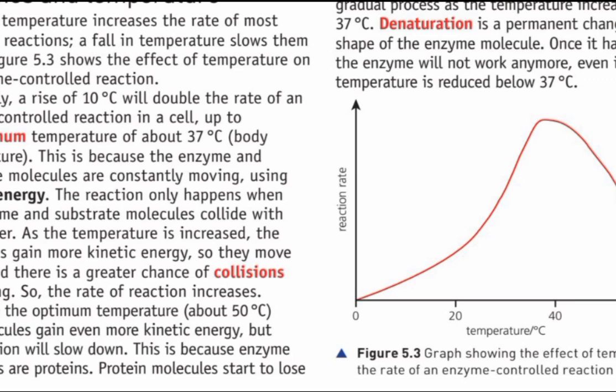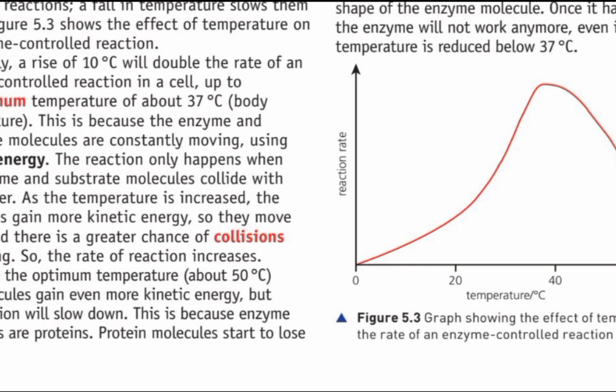Now we discuss the optimum temperature. However, this increase does not continue forever. There is a specific temperature at which the enzyme's reaction works best. This is known as the optimum temperature. For most human enzymes, the optimum temperature is around 37 degrees Celsius. At this point, the activity is maximum and the rate of reaction is highest. So this is the best temperature for the enzyme to do work.